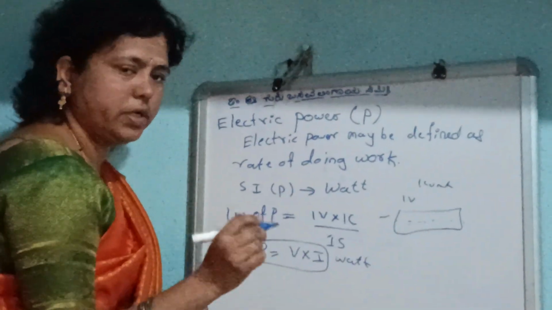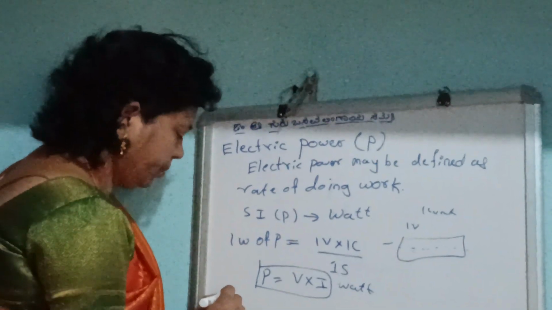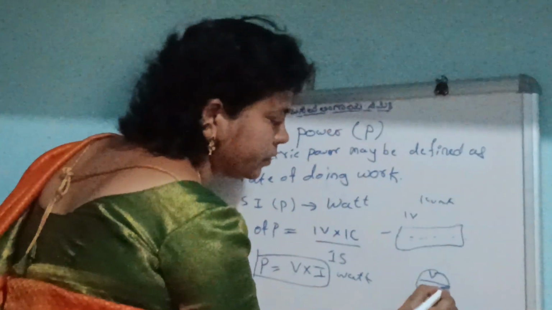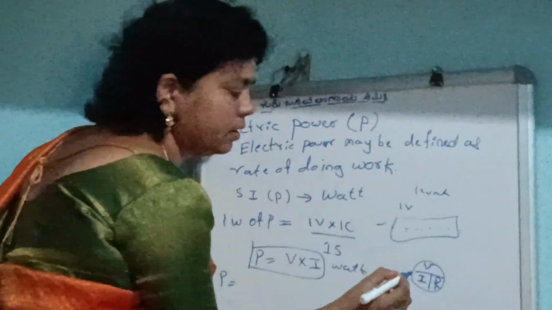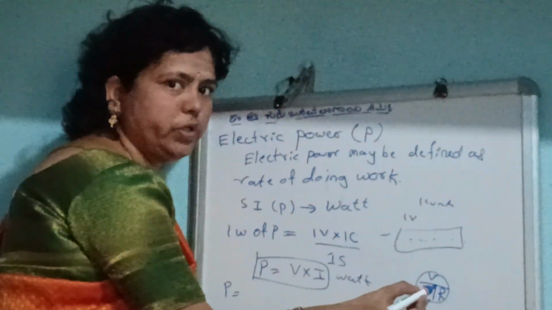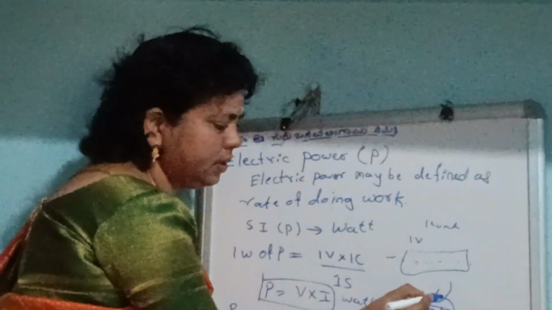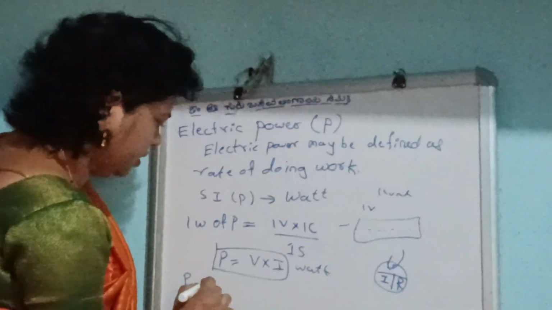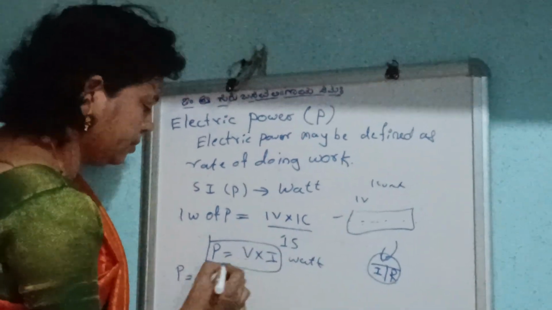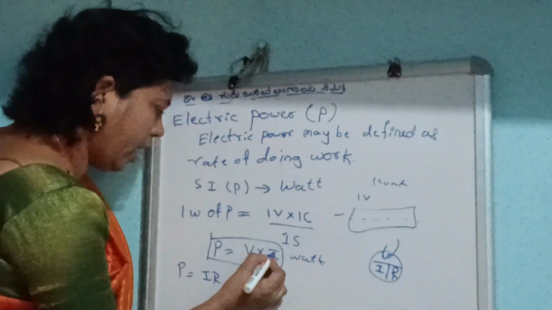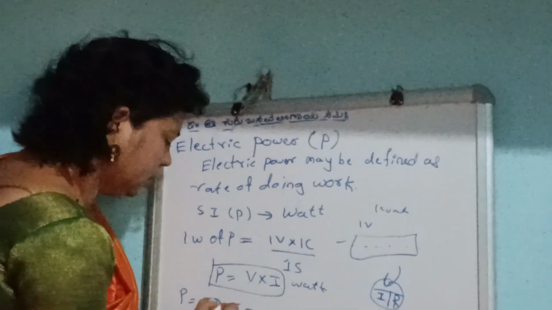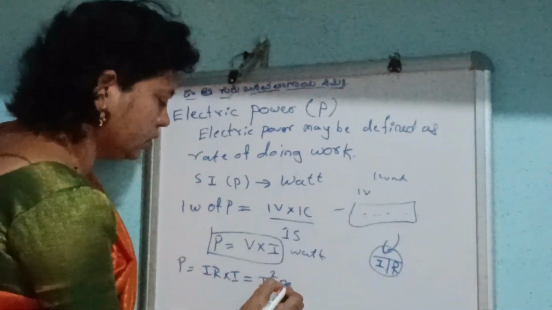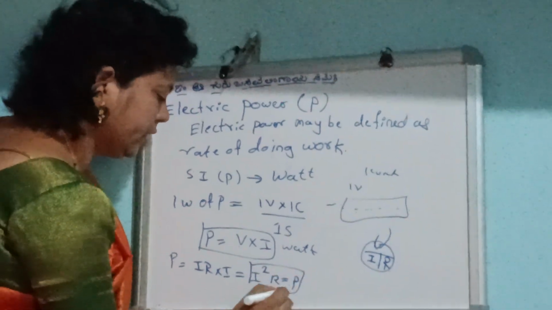Other forms of the power. P is equal to V into I, and according to Ohm's law, V is equal to I into R. Use this circle: whichever term you want, circle it and read the remaining physical quantities. So V is equal to I into R. Substitute here, IR is replaced for V, and I as it is. So we get I into I, I square into R. P is equal to I square into R.